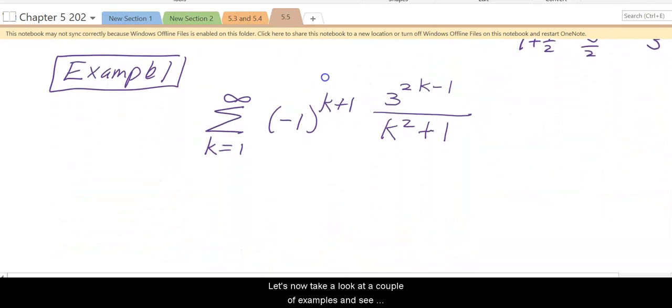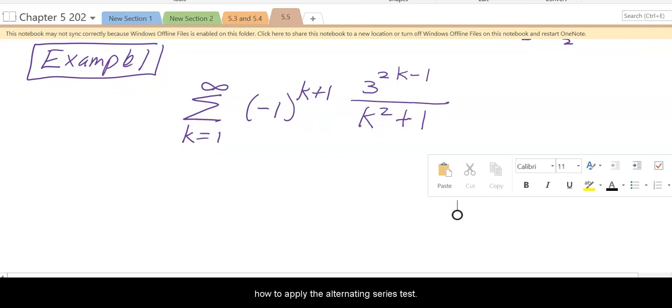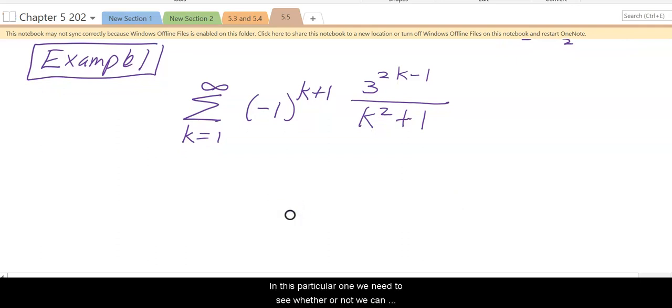Let's now take a look at a couple of examples and see how to apply the alternating series test. In this particular one, we need to see whether or not we can even use the alternating series test. To use the alternating series test, I have to have a series where the terms in the sequence alternate in sign in each successive term. The presence of the -1 to the k plus 1 does guarantee that I have that alternating behavior.